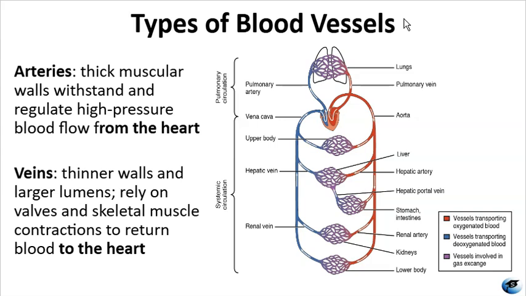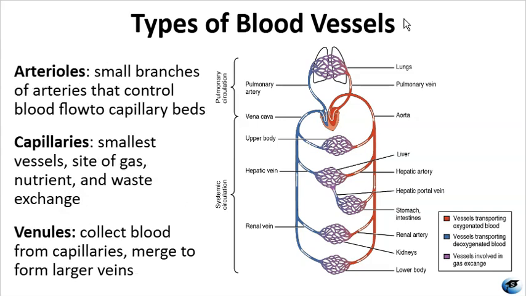Between these two, the veins and arteries, are arterioles. Arterioles are smaller branches of arteries that play a crucial role in controlling blood flow into the capillary beds, effectively regulating blood distribution to tissues. Capillaries are the smallest blood vessels and the main site for exchange of gases, nutrients, and wastes between blood and tissues. And then venules collect blood from the capillaries and merge to form larger veins, continuing the journey of blood back to the heart. Together, all of the vessel types form a continuous, adaptable network essential for efficient circulation.